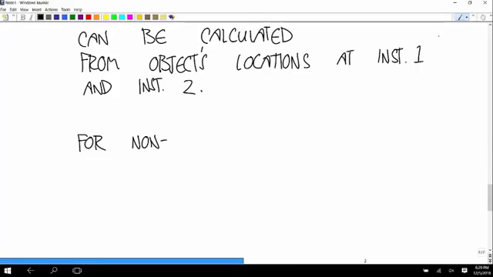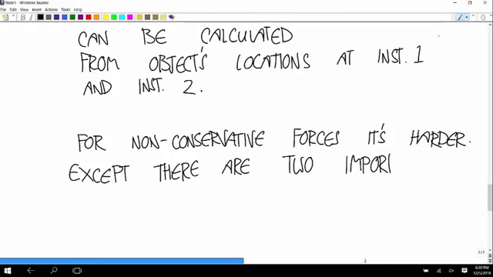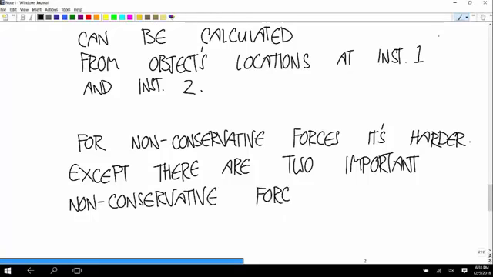So for non-conservative forces, it's a lot more complicated. We're not going to get into how to do it. But there are two cases that are going to come up often, and we're lucky with this: certain kinds of non-conservative forces do zero work. So there are two important non-conservative forces that do zero work.